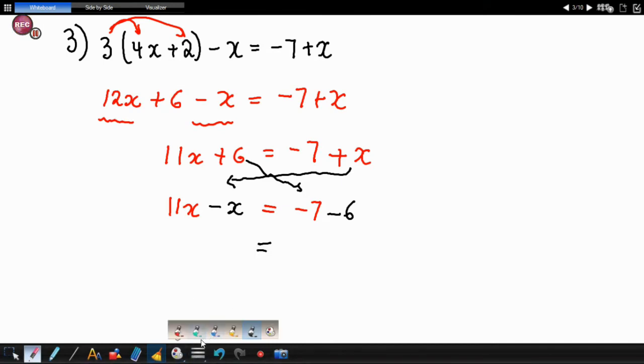Now, if you look at this, we have 11x minus x, which will give you 10x, and then negative 7 minus 6, which will give you negative 13, right? I think let's do this. Let's divide by 10 because we want to get rid of that 10 that's next to x.